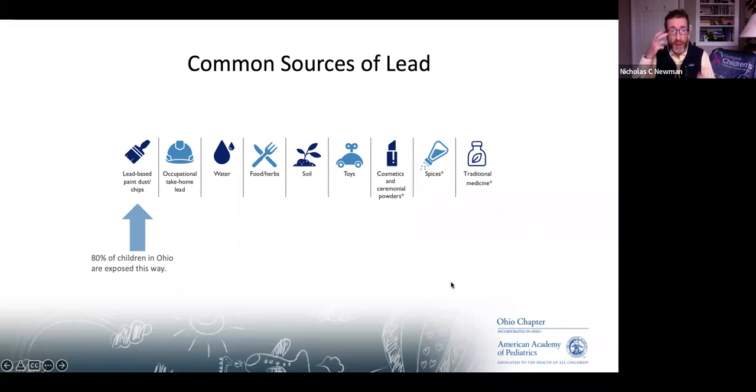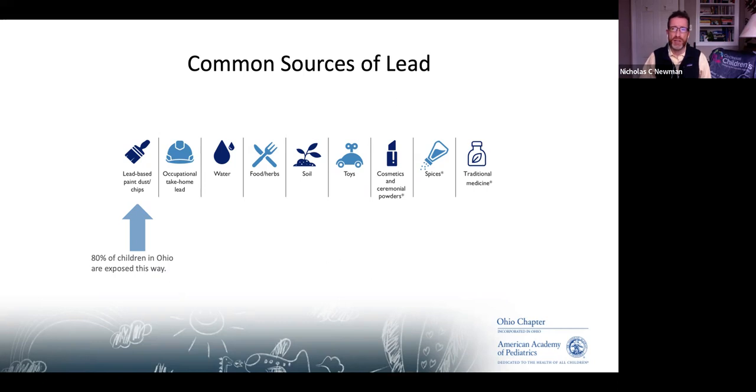The next things would be occupational take-home exposure. Water is also a source, and it's somewhat complicated because in general, the levels in the water are fairly low, but the amount of water that we drink is what amplifies that. And then of course there is lead in the soil. If you've been following the news, there's been a bunch of stories about heavy metals in food, baby foods, spices, etc. And then toys, mostly those painted with a lead-based paint.